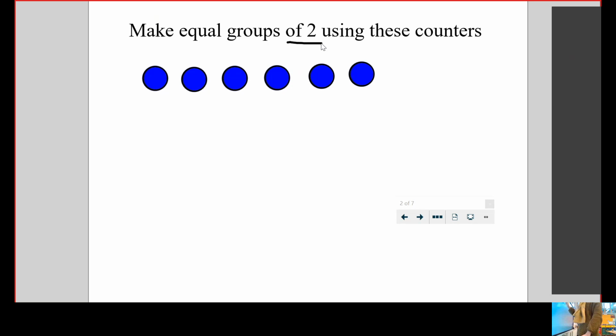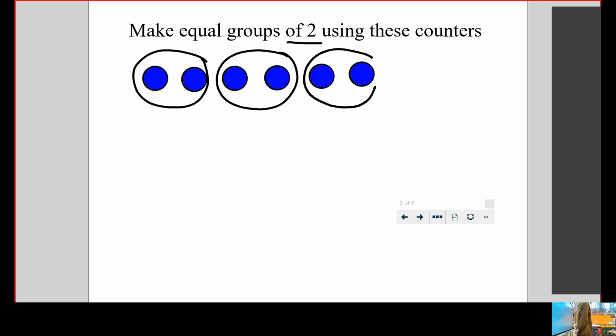So let's start with the first 2 counters and we can circle those together. Now that is one group and there are 2 counters in that group. Let's see how many more groups we can make. Okay, look at the next 2 counters. That's another group. And then there are 2 more counters. So with those counters, we have made 1, 2, 3 groups of 2.